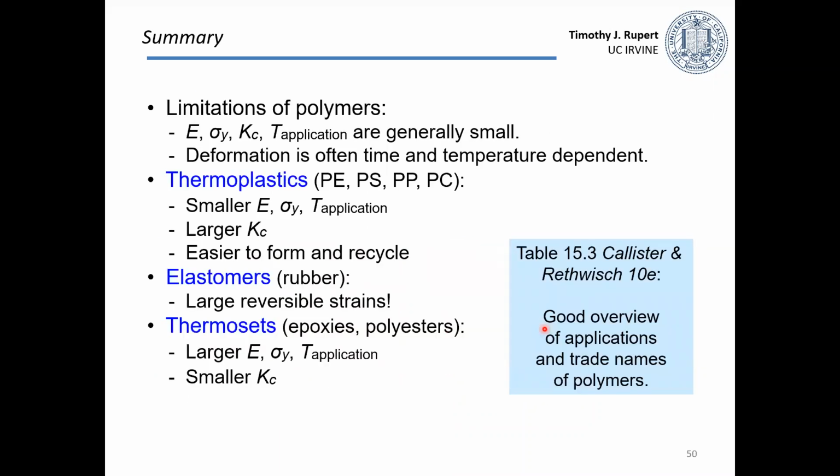So with that, let's summarize. Polymers have some limitations. Their modulus, strength, fracture toughness, and temperature of application are generally small, and their deformation can be time and temperature dependent. We mentioned a lot of different kinds of polymers. I'll just remind us that we mentioned thermoplastics, which have relatively low modulus, strength, and application temperature, but a larger fracture toughness. These are easy to form and recycle. Elastomers have large reversible strains, and thermosets have relatively small fracture toughness, but higher strength and modulus.